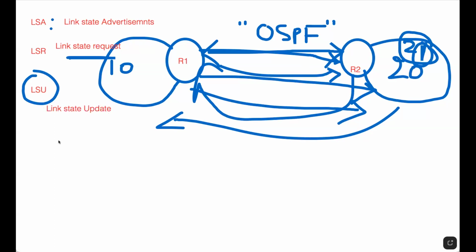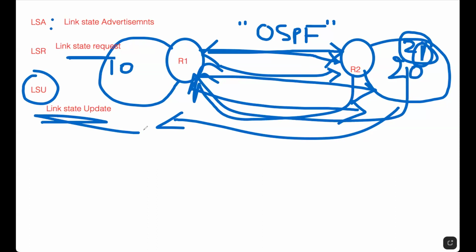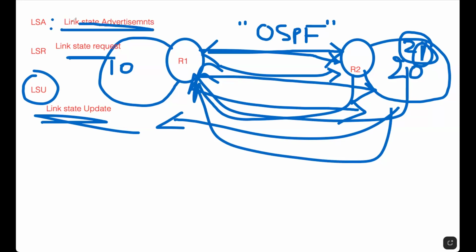Link state update is like, let's say the database got updated on R2, that update will be sent back to R1. So it will send the LSU packet saying it got updated in the database. R1 should also update its database with what it received from R2. So LSA is the database exchange message. LSR is the request to see if there is any change in the database. LSU is the update to the already existing database, sent to the neighbor because it got some change, and it has to update the neighbor about that change.